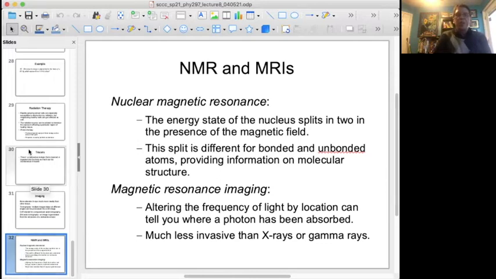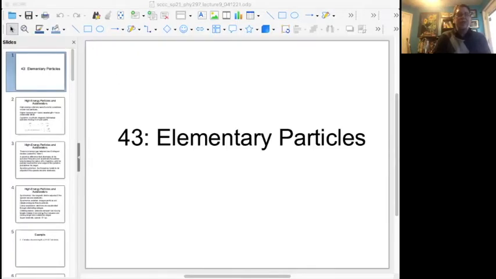So that's all for chapter 42. Let's now move on to chapter 43. So we talked about the elementary particles.